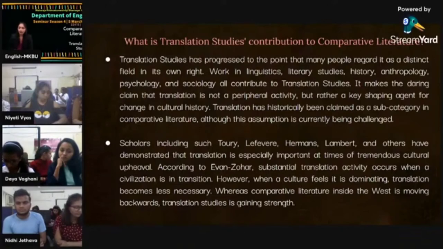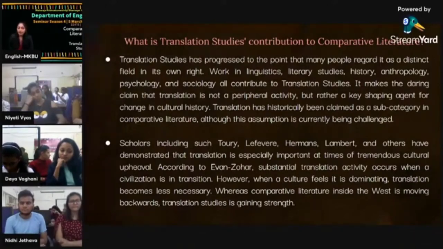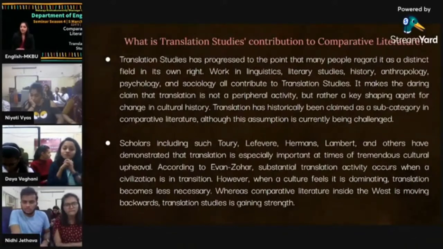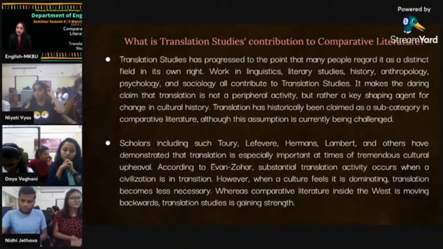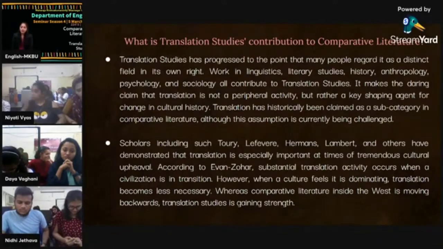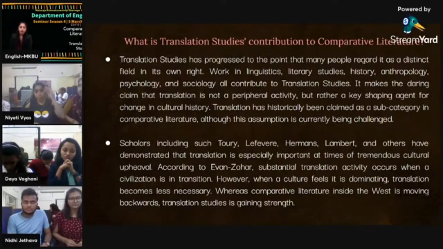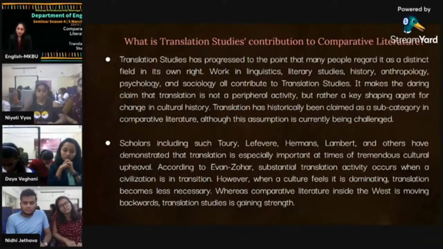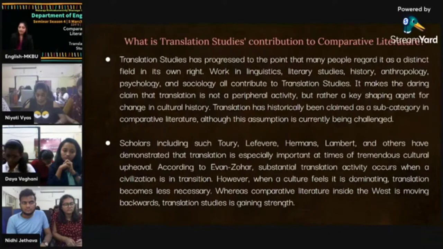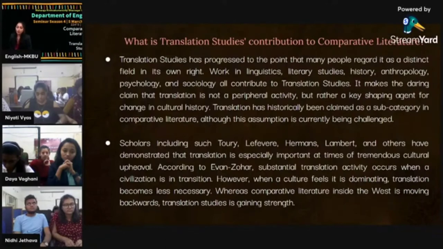Translation has historically been claimed as a subcategory of comparative literature, although this assumption is currently being challenged. Scholars including Toury, Hermans, Lambert, and others have demonstrated that translation is especially important at times of tremendous cultural upheaval. According to Itamar Even-Zohar, substantial translation activity occurs when a civilization is in transition. However, when a culture feels it is dominant, translation becomes less necessary. Comparative literature inside the West is moving backward, and translation studies is gaining strength.